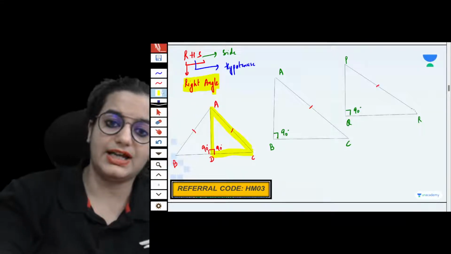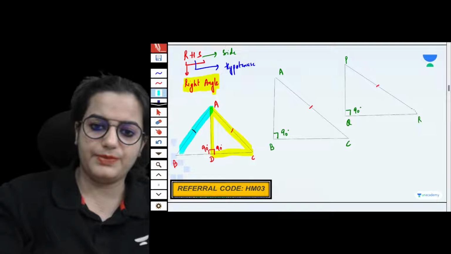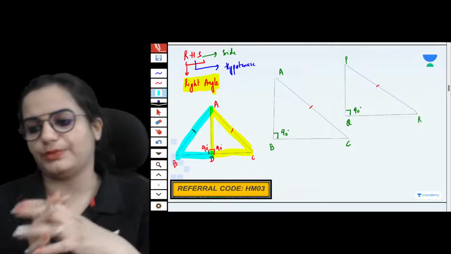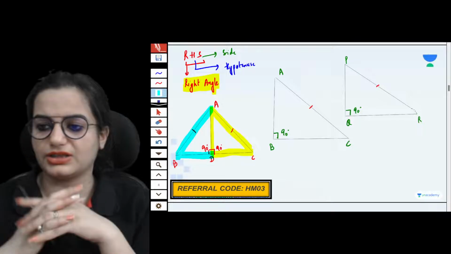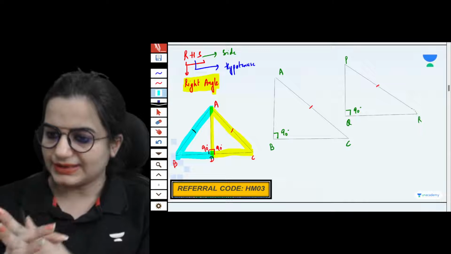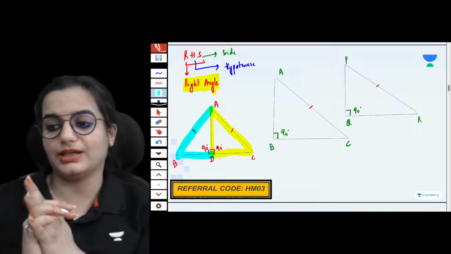Now, similarly, in triangle ABD, beta, AB is your hypotenuse. AB is your hypotenuse. Did you understand till here or not? Is it clear? That's why I'm focusing on this point, that the side opposite to 90 degree is the hypotenuse.